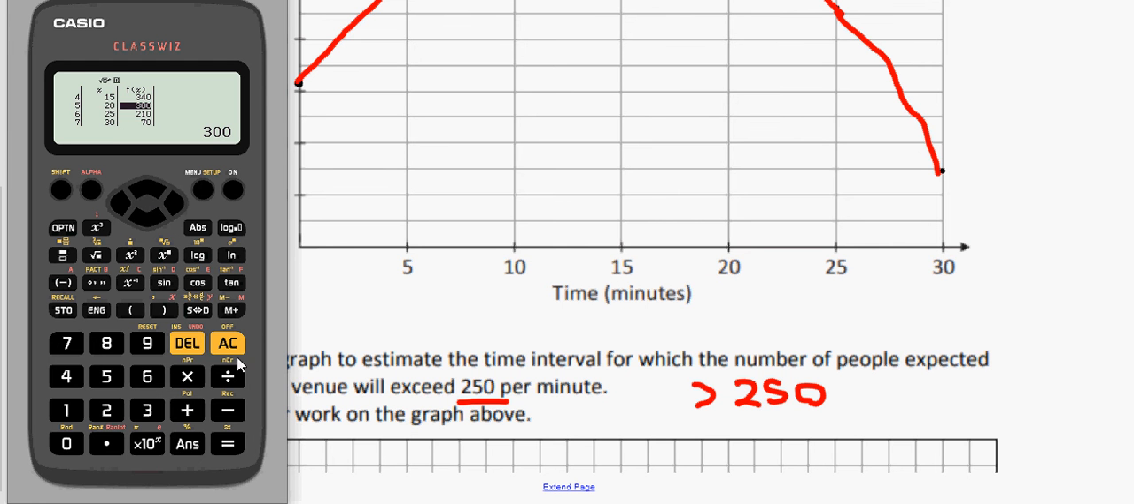So I'm going to go back here, and I'm going to start at 4. You're going to end at 24. You're going to do a step of 1, and look what happens. Would you agree that t equals 4 is above 250? Is above 250, isn't it? 4, 5, 6, 7, 8. When does it go below 250?